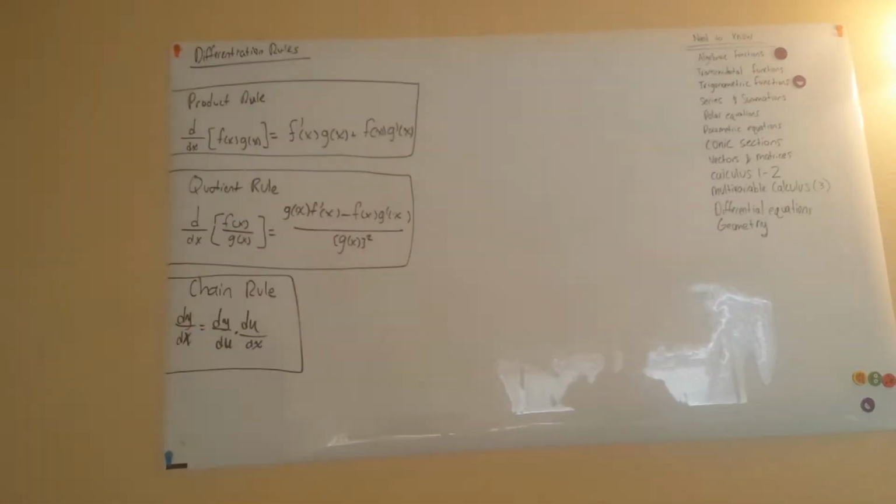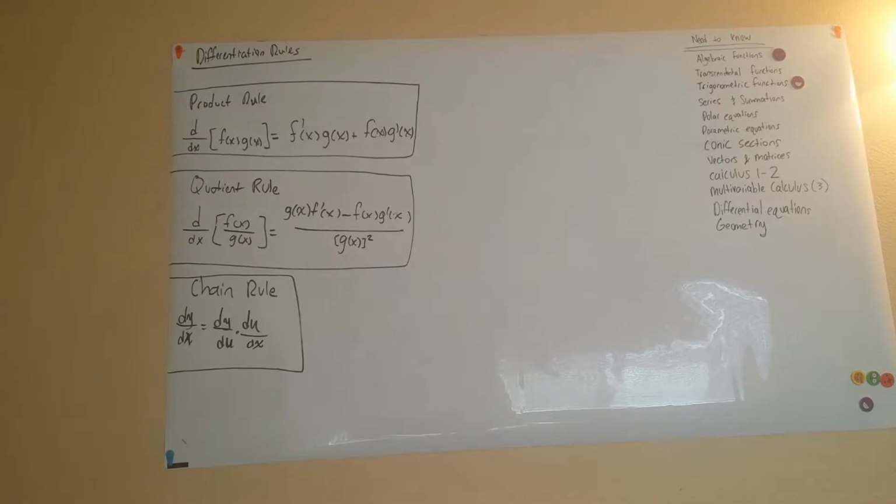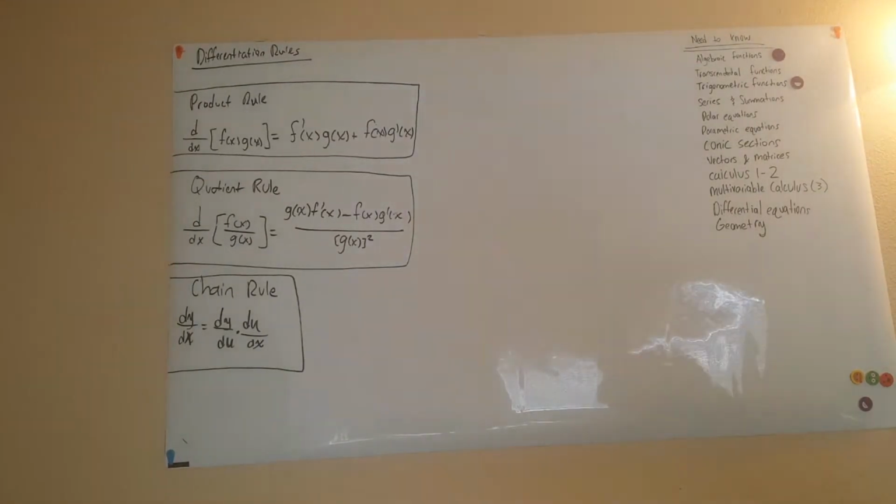Okay, let's do chain rule. Chain rule is the bigger one. It's the harder one.